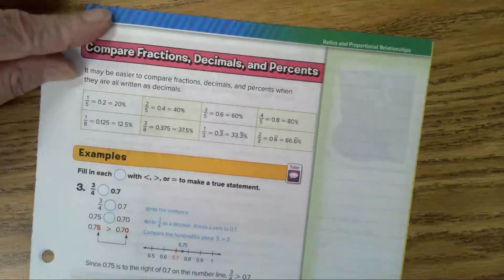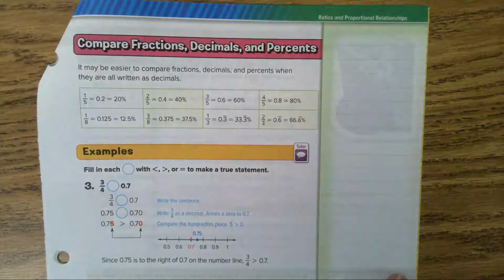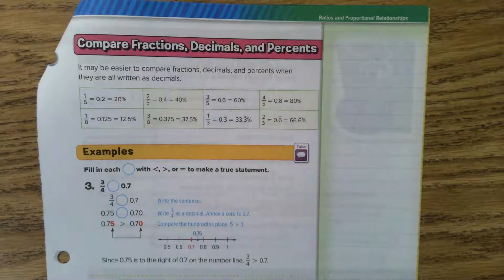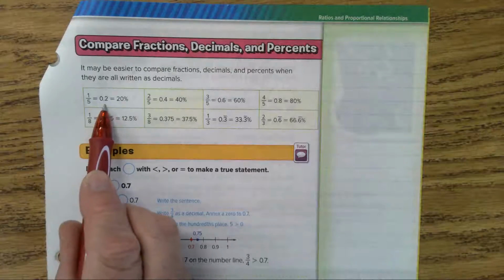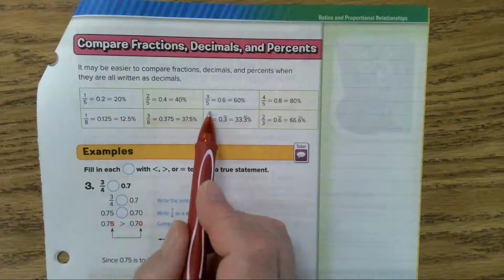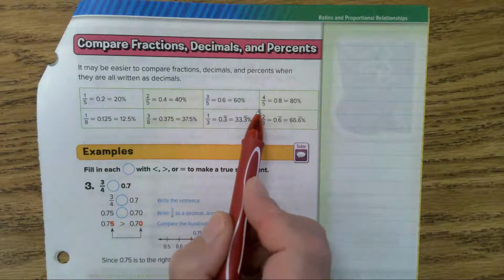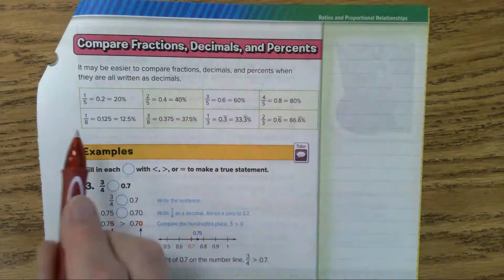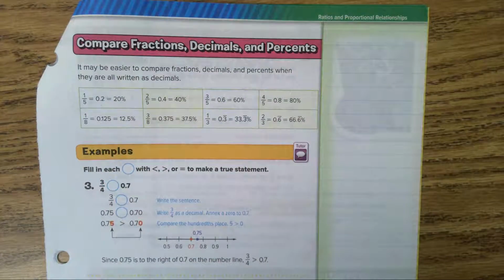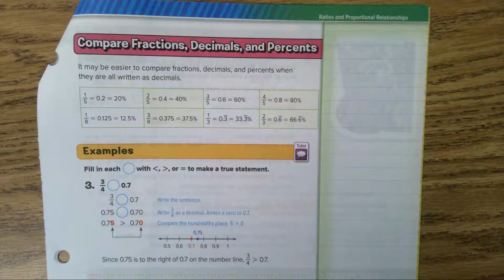Compare fractions, decimals, and percents. It may be easier to compare fractions, decimals, and percents when they are all written as decimals. So sometimes just change them to a decimal. 1/5 is 2/10, which is 20%. 2/5 is 4/10. 3/5 is 6/10. 4/5 is 8/10, and so on. So you can always look back at this chart, kids, and you don't have to divide to change it to a decimal.